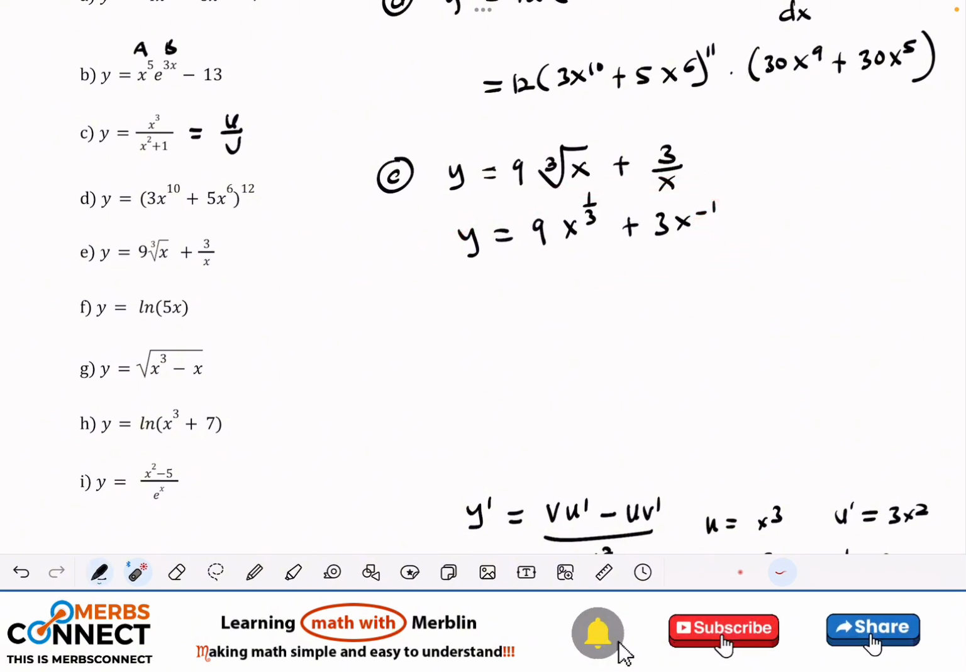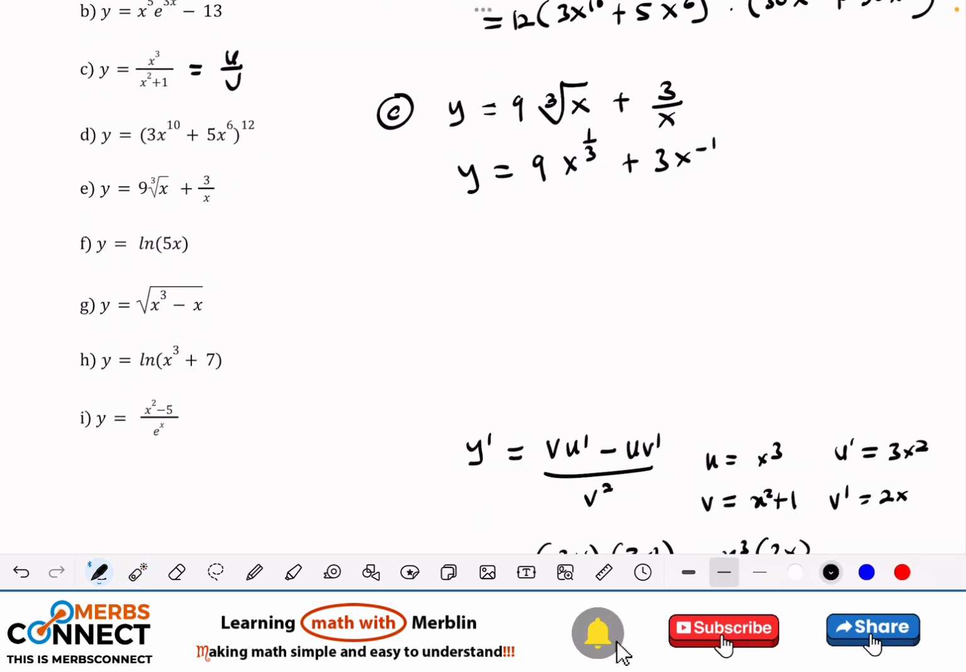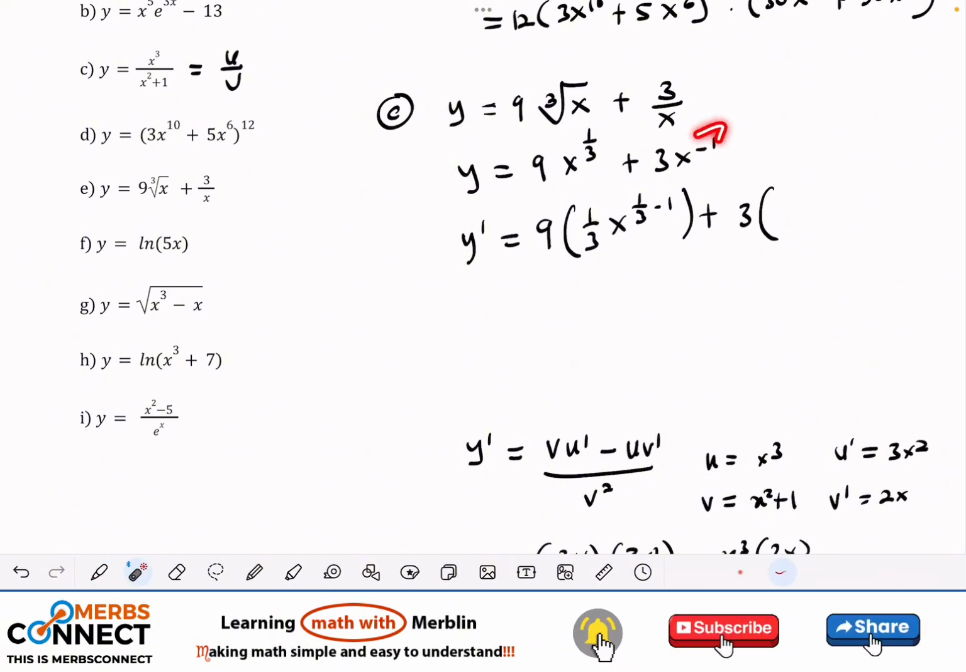The power rule. So what does the power rule say? Now y prime will be equal to, now I'll drop the 3 down. So I'll maintain my 9, drop 1 over 3, then subtract 1 from this. So I'm going to have 1 over 3 minus 1. That's the power rule. Plus, I'll maintain my 3. I want to differentiate x to the power minus 1. I will drop the minus 1, then minus 1, then I'll subtract 1.